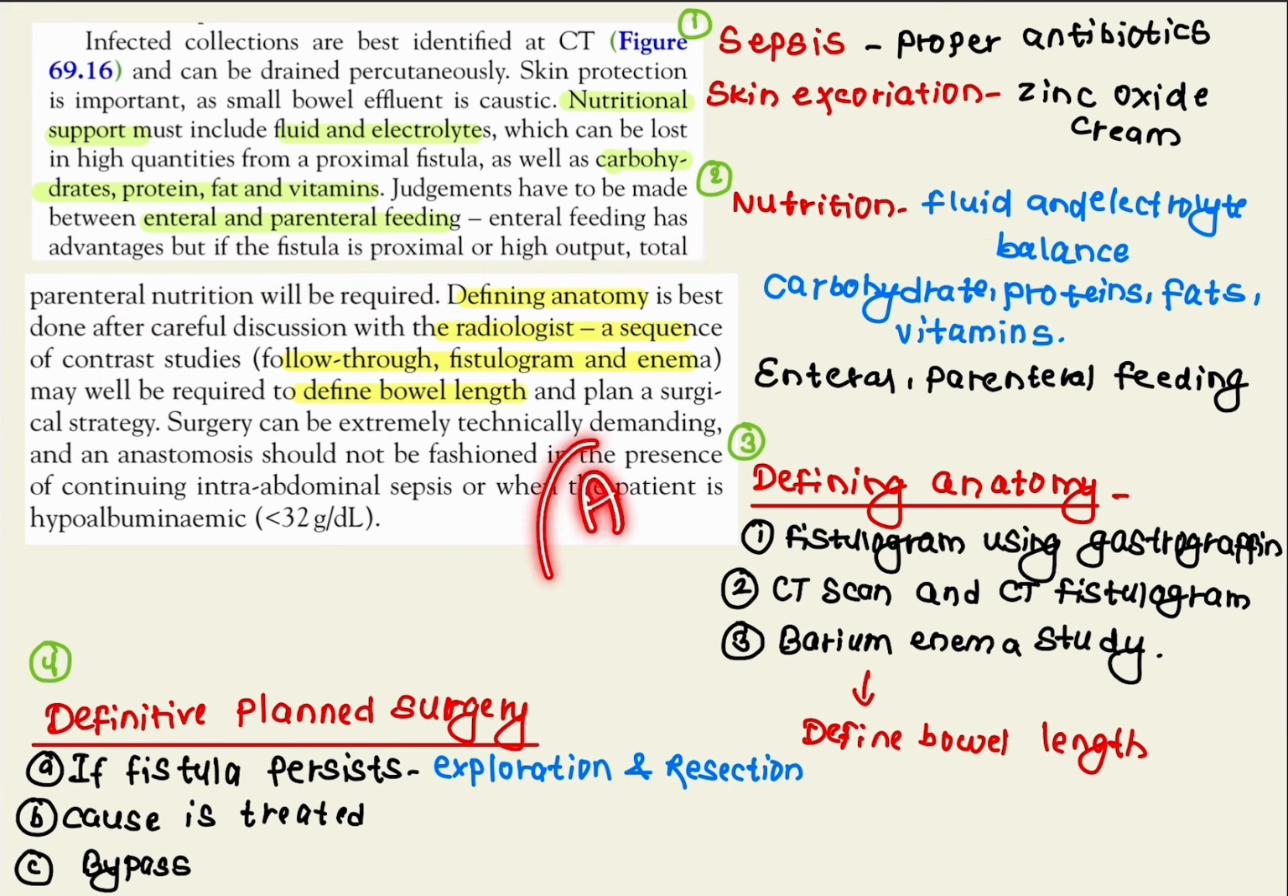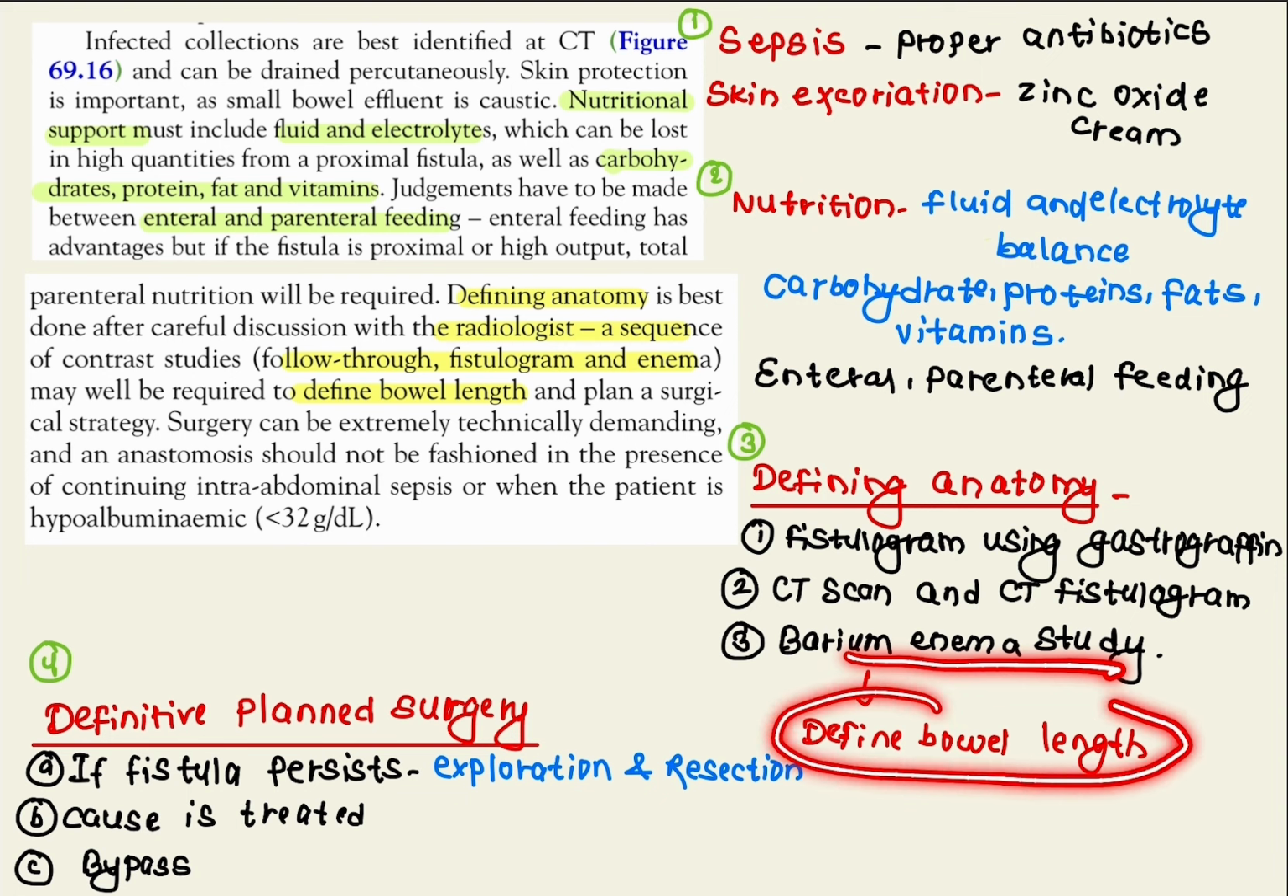After that, A stands for defining anatomy. What is the anatomy of the intestine? It needs to be assessed by different investigations after discussion with the radiologist, like a sequence of contrast studies such as follow-through or fistulogram. It might be a fistulogram using gastrografin, or CT scan and CT guided fistulogram. And barium enema helps to define the bowel length.